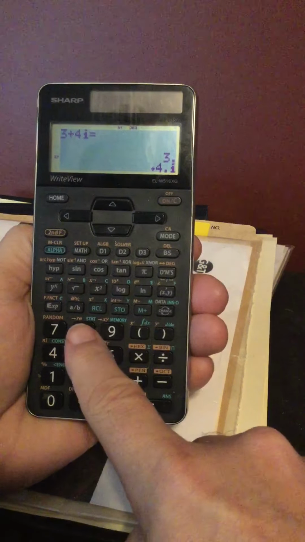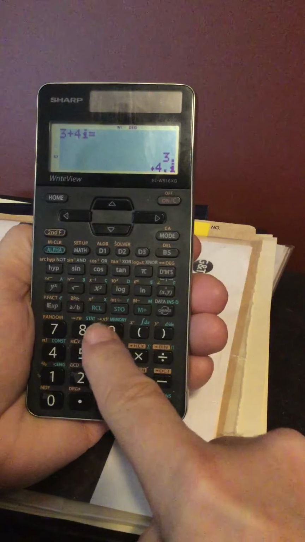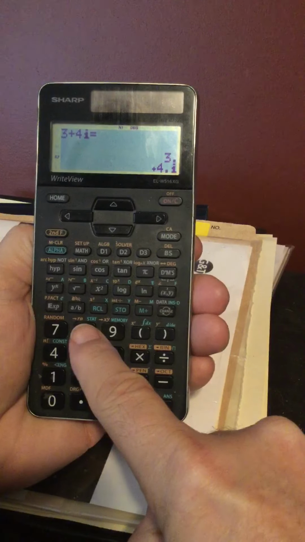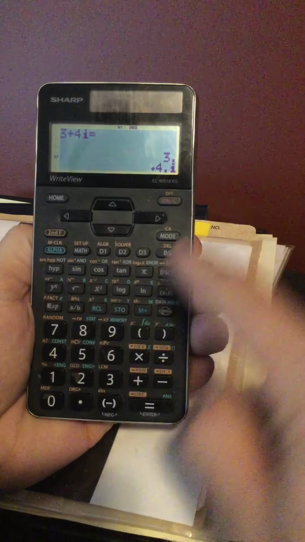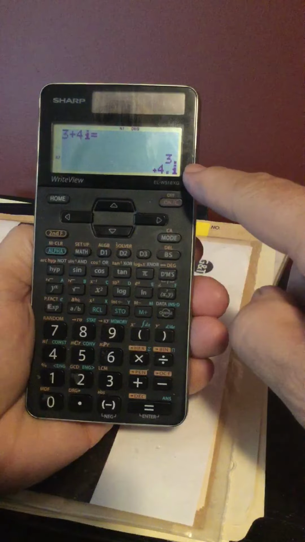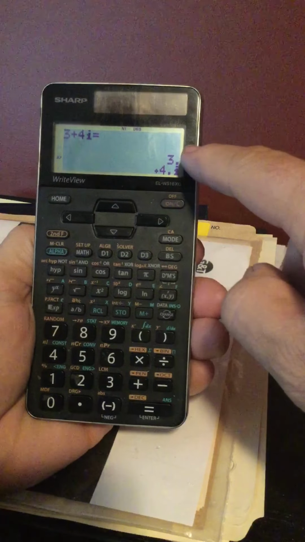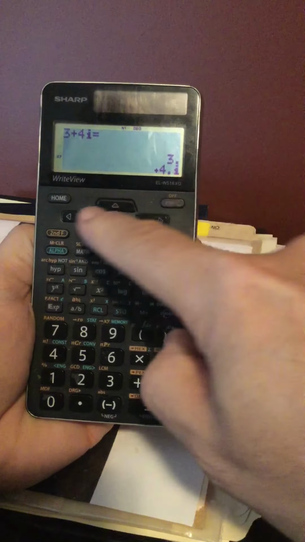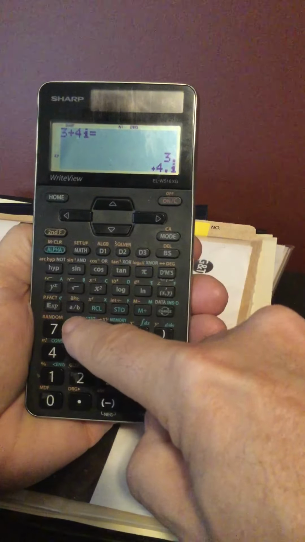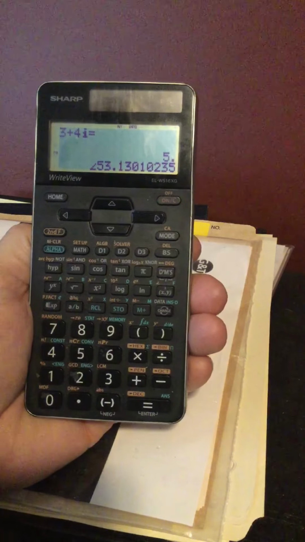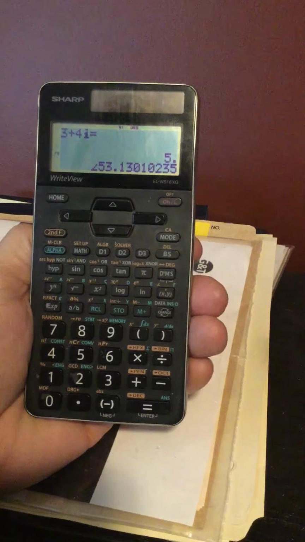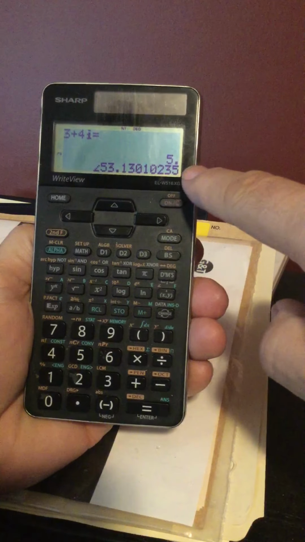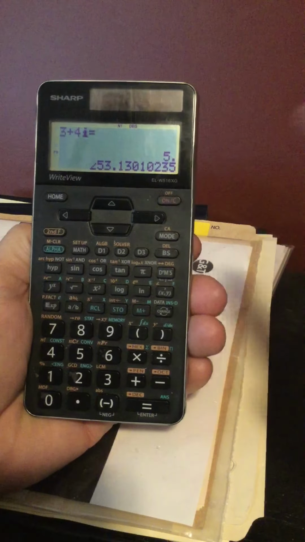Now, above the 8 and the 9, you'll see the XY there and the R theta there. If I want to convert two vectors like this that are perpendicular, in other words, right 3 and up 4, I think we did this in the lesson. If I press second function and then this, it will turn that into polar form, or magnitude of 5 at an angle of 53.1 degrees.